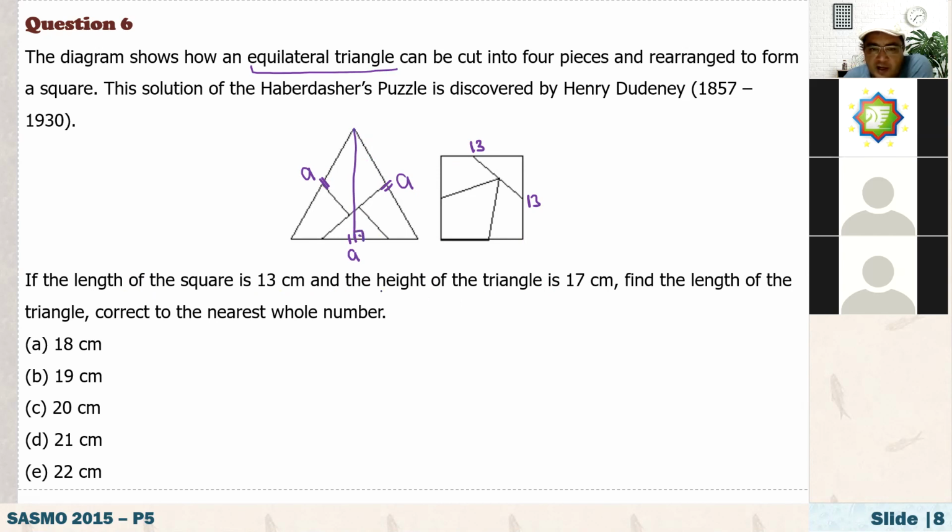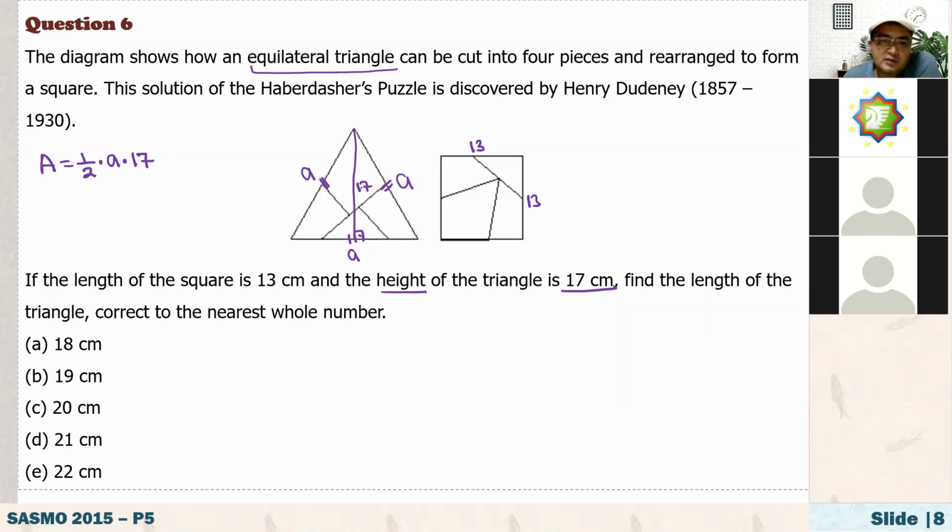And what is the height? The height of the triangle is 17. So Nargis, can you tell me, how do you find the area of the triangle? Looking at this picture. Look at the triangle. How do you find the area of the triangle? Yes, Aiden, tell me. We find the area of a triangle as height times base divided by 2. Okay, or simply 1/2 times base times height.